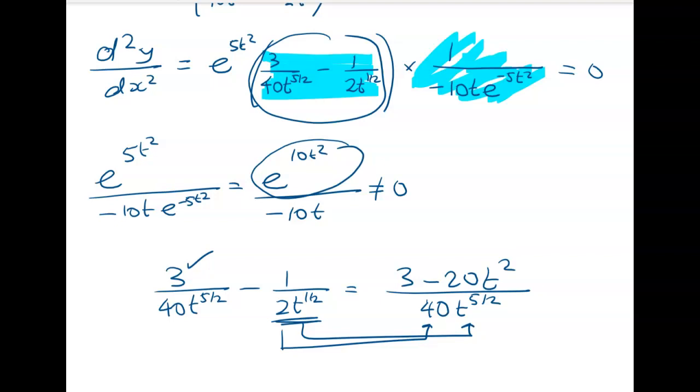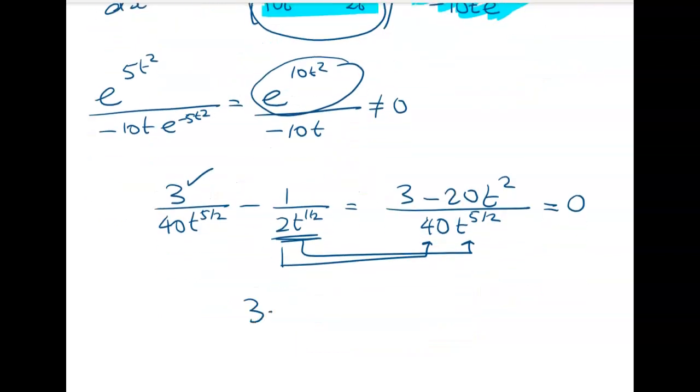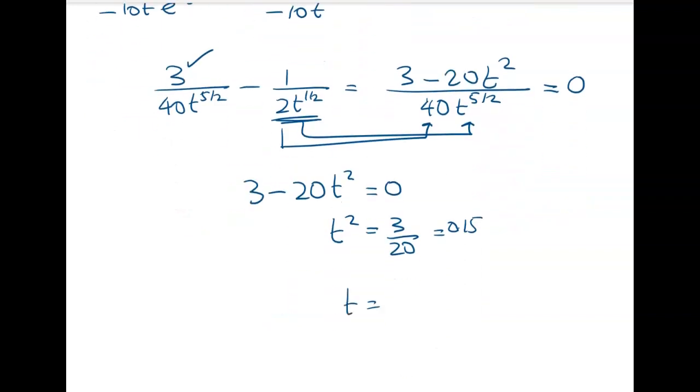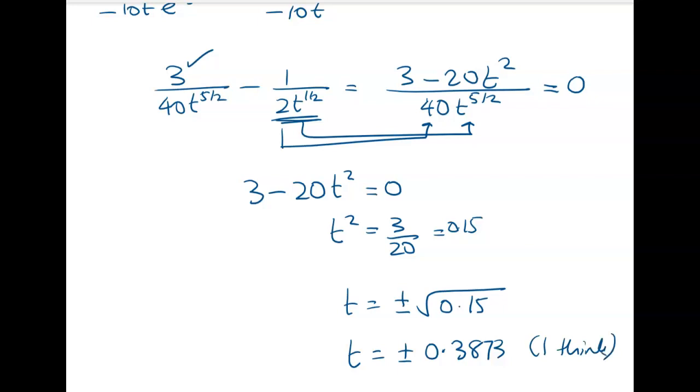So that means that we have to find when that is equal to 0. And the only time that that's going to equal 0 is when the numerator equals 0. So we get 3 minus 20t squared is equal to 0. T squared is equal to 3/20, which is 0.15. And t is equal to the positive or negative square root of 0.15. Now, I actually can't remember what that number is. I'm just going to go and check and be back in a second. Okay, so I went and had a look, and t is equal to plus or minus, I think it was 0.3873.